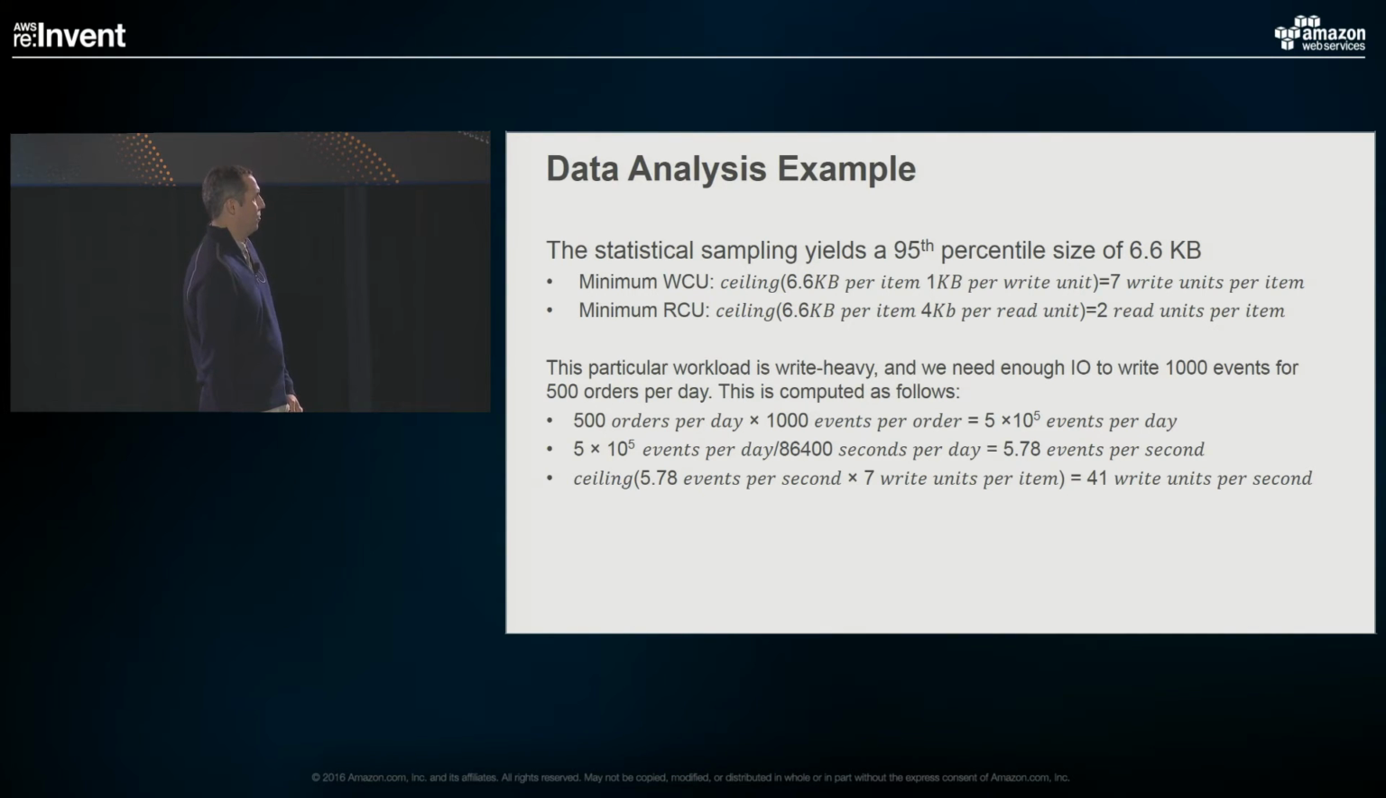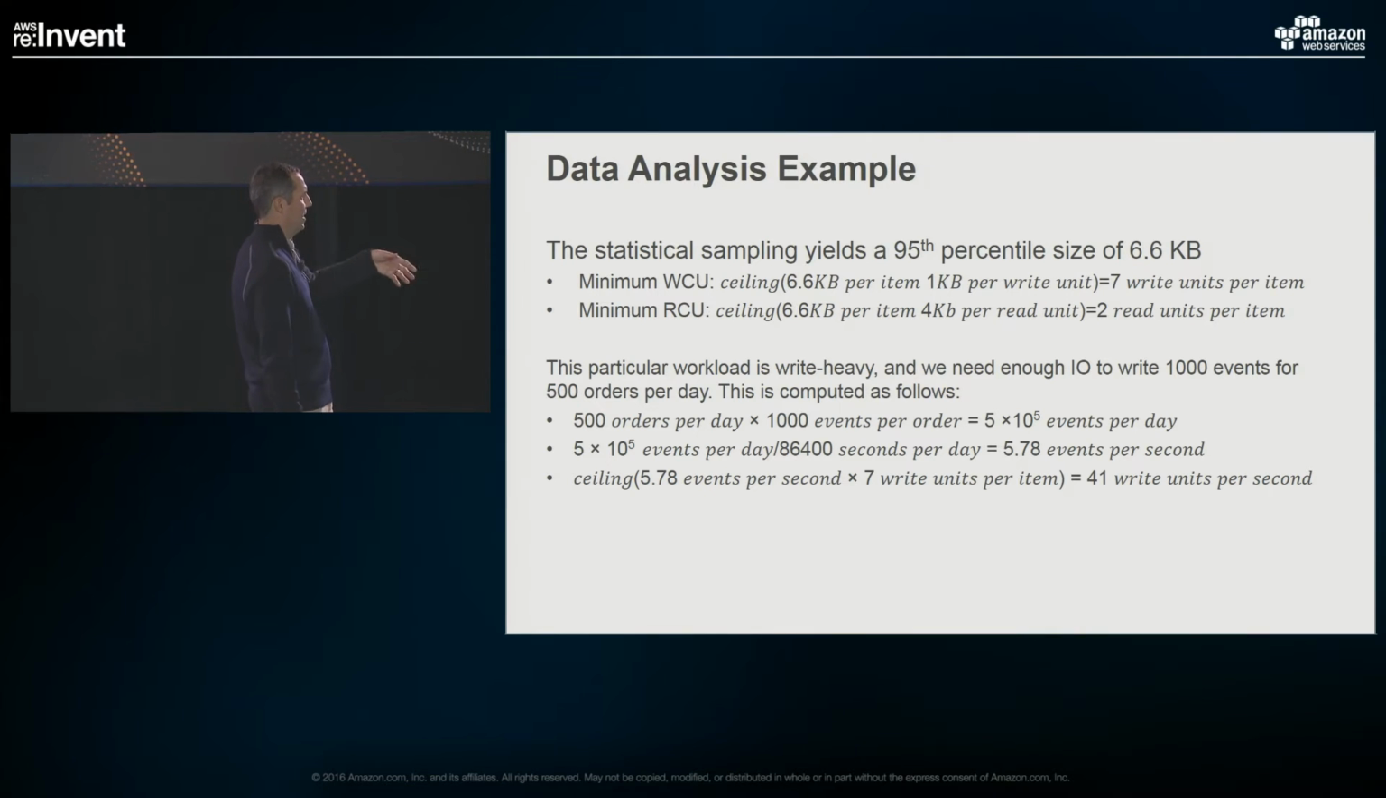We know that we're going to need to do 1,000 events per 500 orders per day, so that's a total of 500,000 orders per day, or events per day, rather. Then we're going to divide that by the number of seconds in the day. That's the number of events per second. And then we're going to figure out how much write capacity we need to write that.